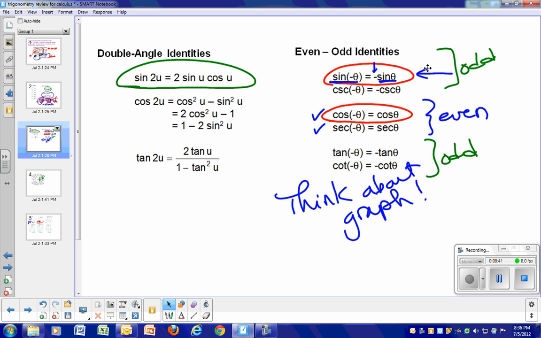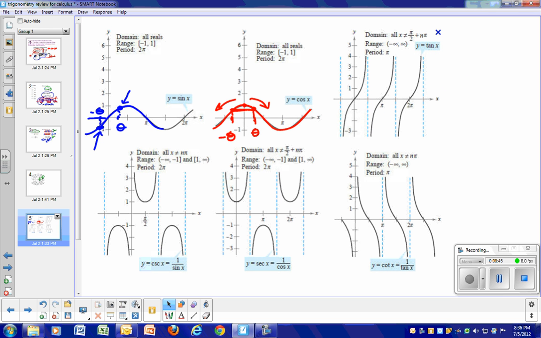Odd functions have that opposite effect, okay? Where you go up on the right, you go down on the left, or vice versa. So you can see this in tangent, right? If I pick this as my spot, I go up a certain amount. The opposite input value gives me the negative of that amount, okay? There's rotational symmetry, we would say. There's rotational symmetry around the origin. That's what an odd function has, okay?